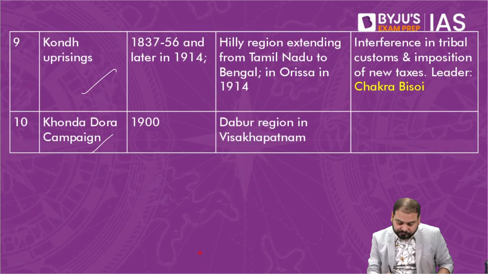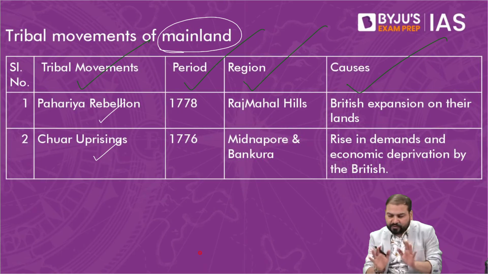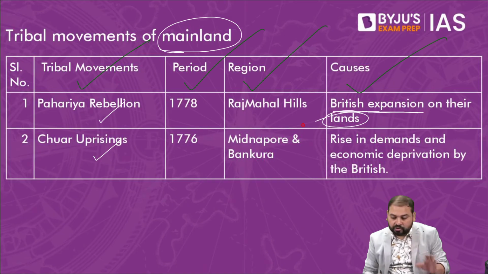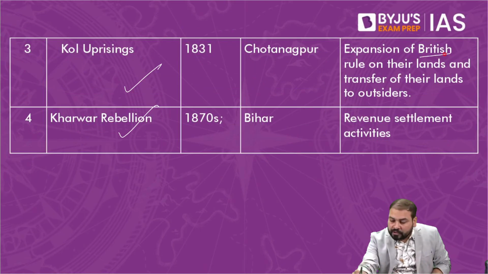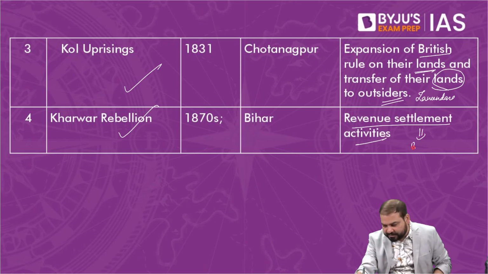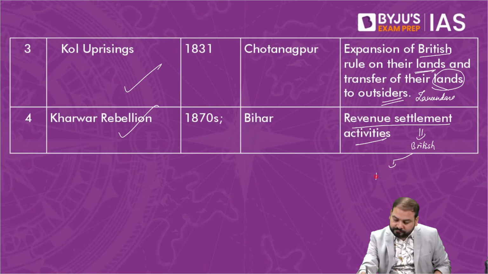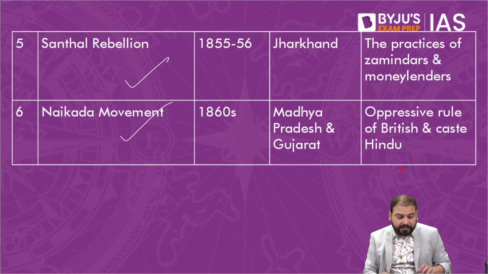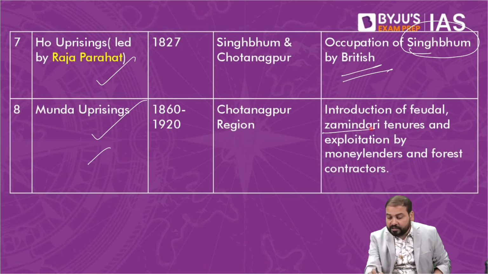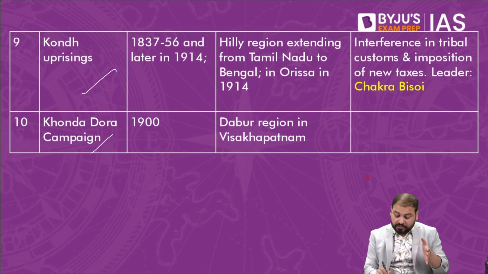Let's do something. Please look at the causes. Pahadia, British took over their land. Chuar, the British did economic deprivation. Similarly, Kol, British have taken their land and the lands have been given to the outsiders. Who are these outsiders? The zamindars, who are British agents. Kharwar, revenue settlement activity. Again, remember, this was brought by whom? British. If you all remember, let's say permanent settlement brought by British. Similarly, Santal, again, zamindars, money lender. Naikada, oppressive rule of the British and the upper caste Hindus. Ho, Singhbhum has been occupied by the British. Munda, zamindari tenure, money lender, and the forest contractors, all are agents of British.